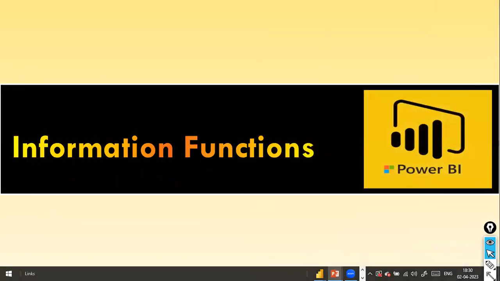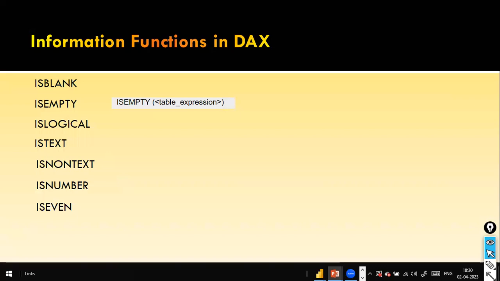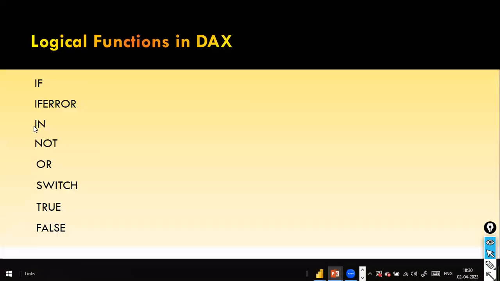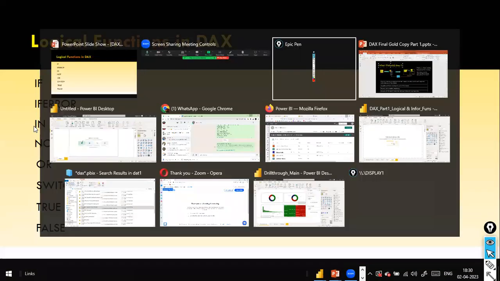And then the next one is the information functions: ISBLANK, ISEMPTY, ISLOGICAL, ISTEXT, ISNONTEXT, and ISEVEN, which checks whether the column has an even number or not. That also you can check here. So what I will do is quickly jump into the Power BI Desktop, and I'll show you how we can use all these functions, the logical functions and the information functions.